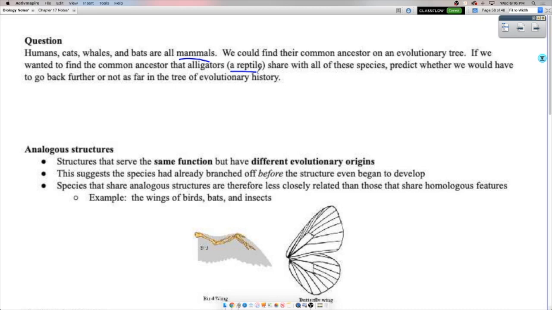Versus if you want to find you and your cousins and your second cousins, so the ancestor that all of you share, how far back would you have to go? Well, you'd have to go back further, right? So mammals and reptiles are all vertebrates. So there's some ancestor that all vertebrates share. So we could just go find that guy. But that's going to be further back than the common ancestor that just mammals share.